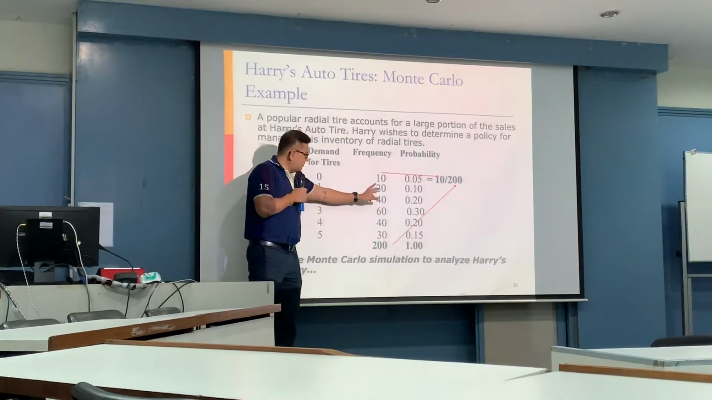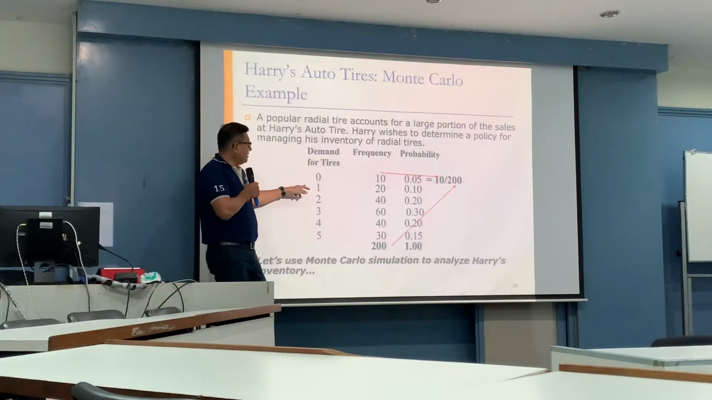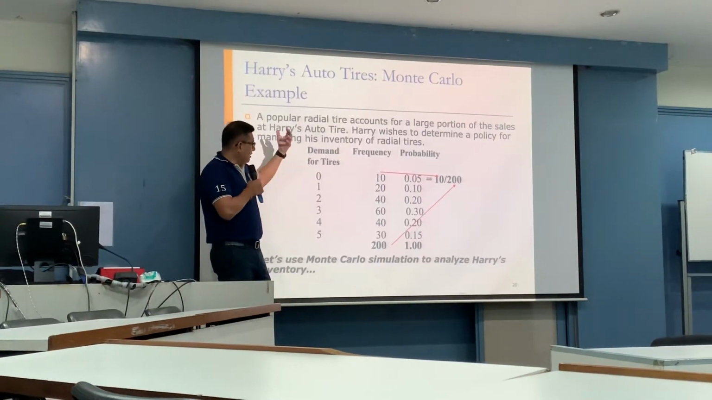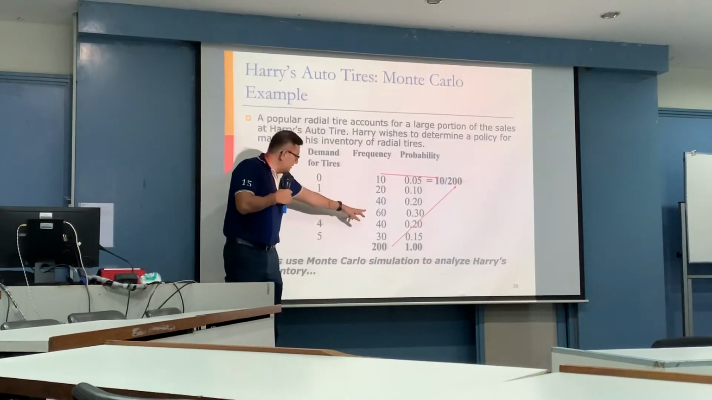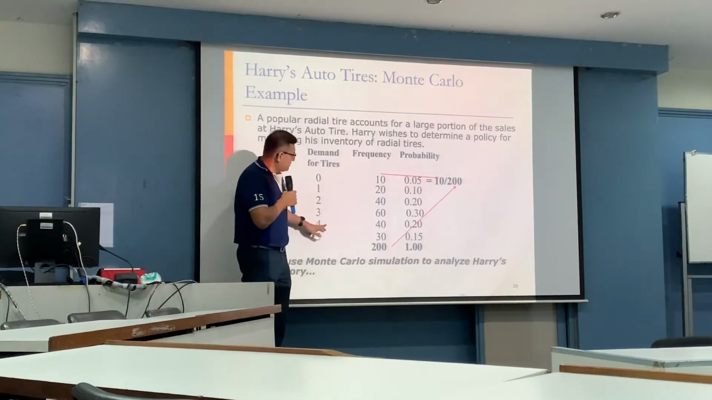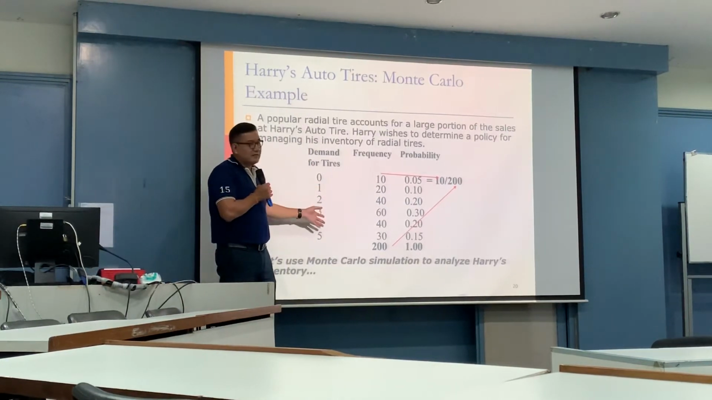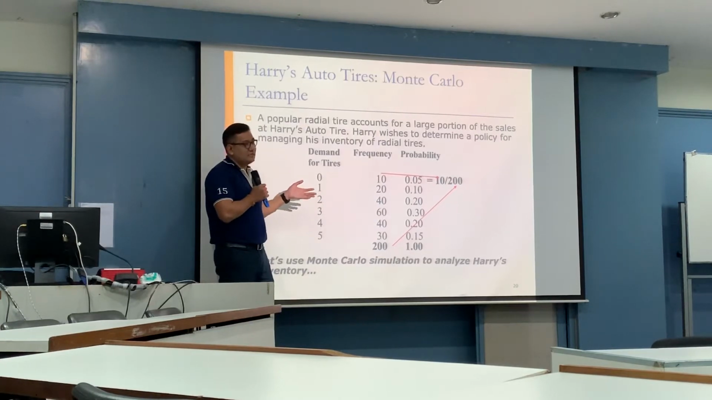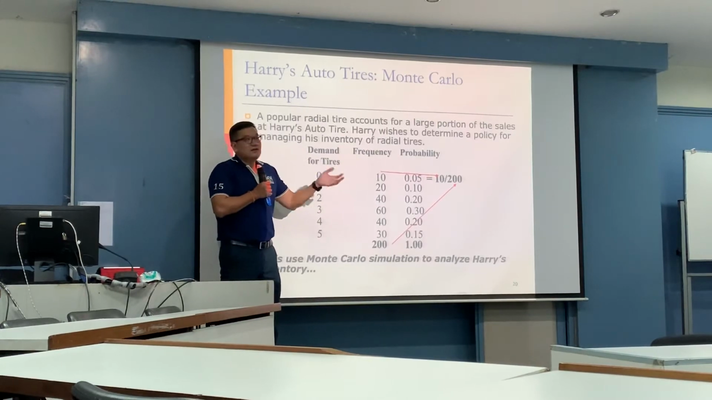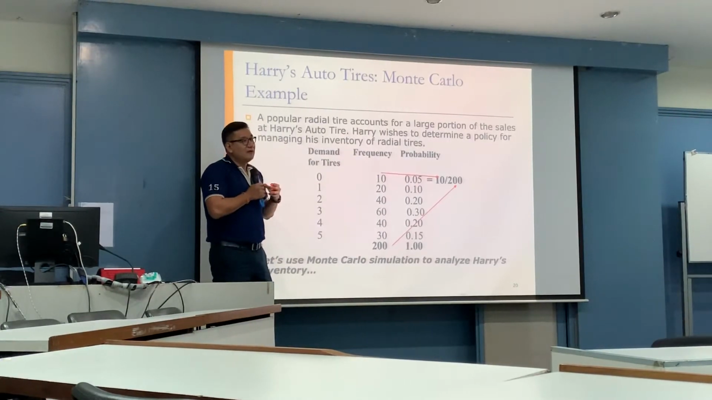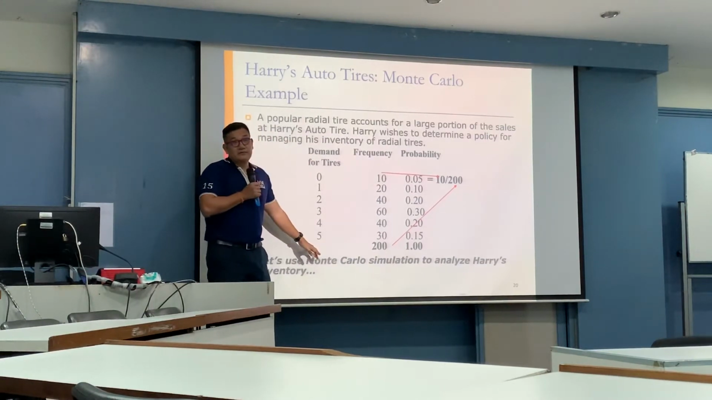For the past 200 days, there were 20 days that he sold 1 set, 40 days 2 sets, 60 days 3 sets, 40 days 4 sets, and 30 days 5 sets. So what we have here means that if we're using the Monte Carlo simulation to estimate demand for tomorrow, there is no way that the estimated demand is going to be more than 5.